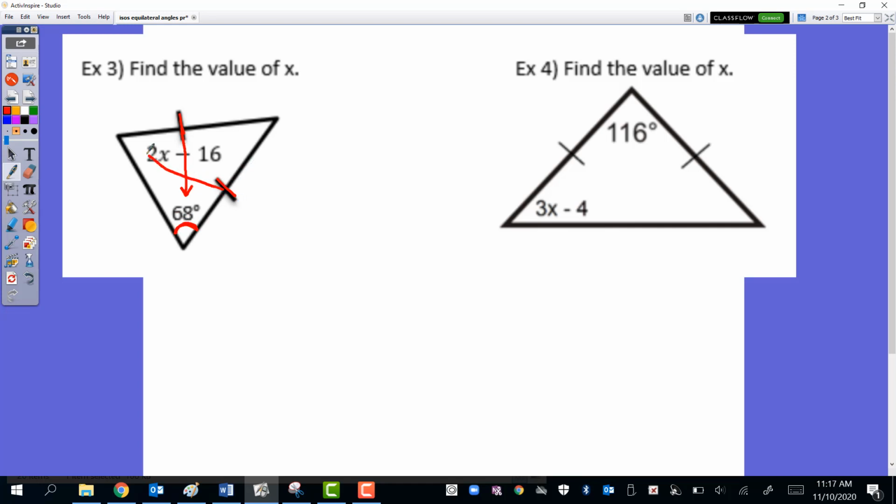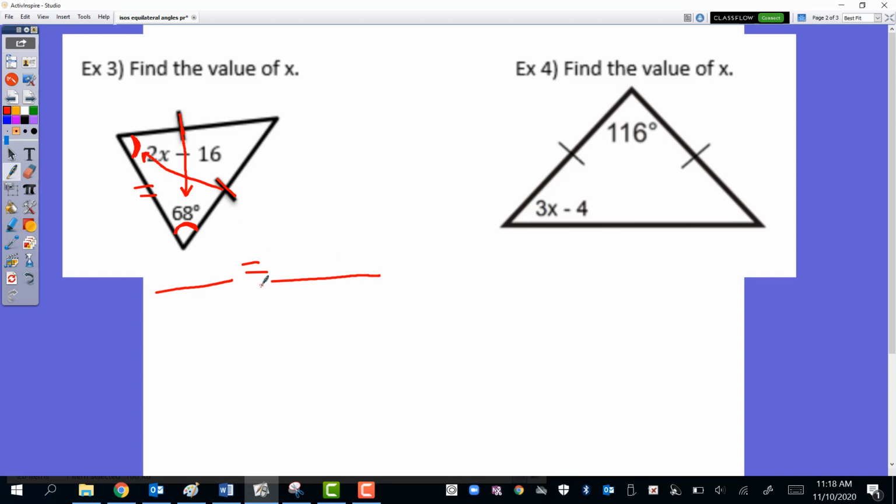Across from this tick mark is this angle, so I put a tick mark. That's where the 2x minus 16 is, in that corner. These are equal to each other. I do not have a third angle. So if I know that they're equal, I'm just going to set them equal. Blank equals blank. We've done that before. Okay, these are the equal angles.